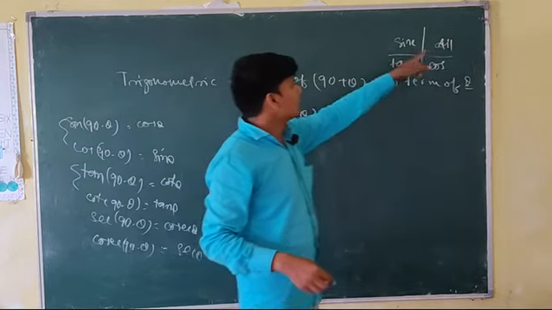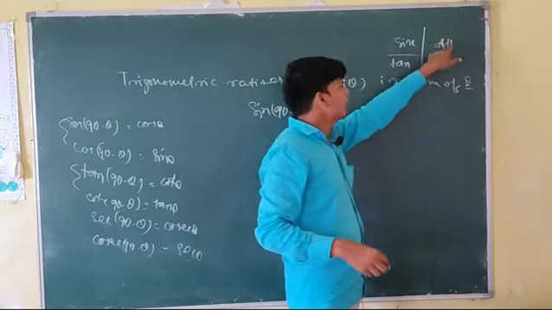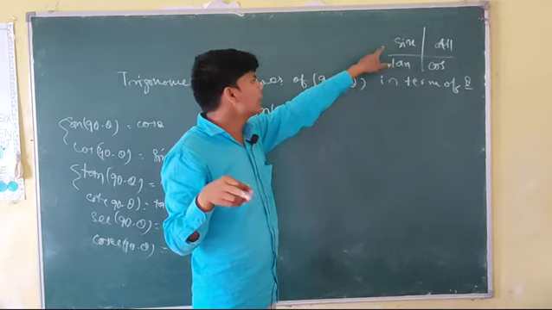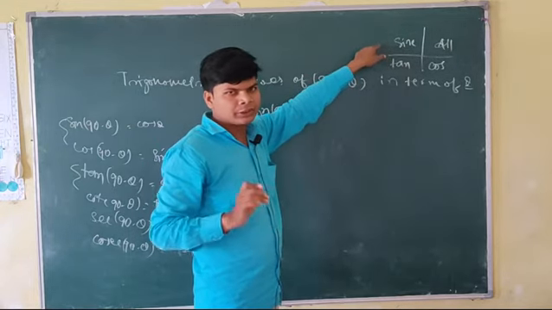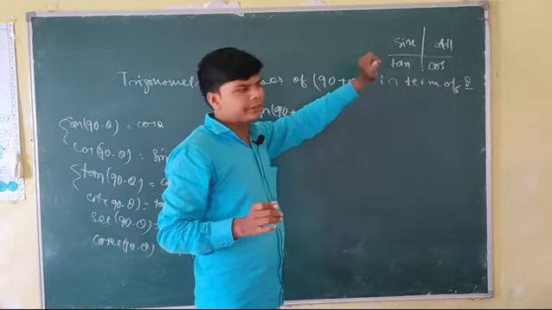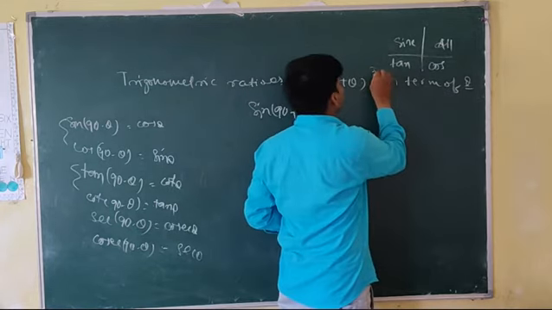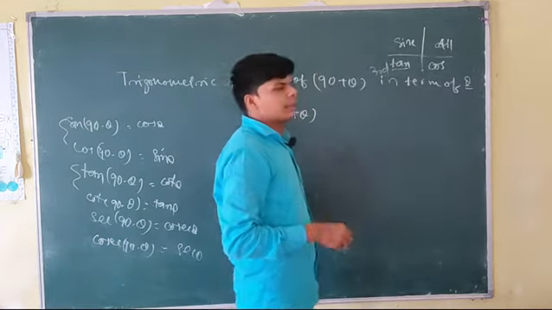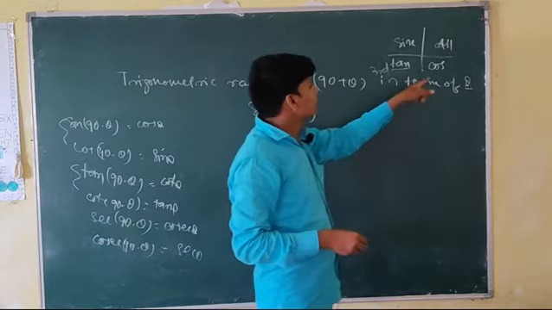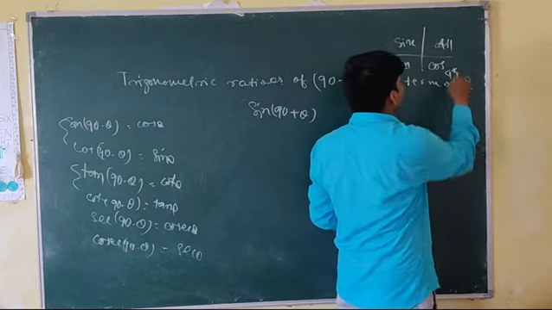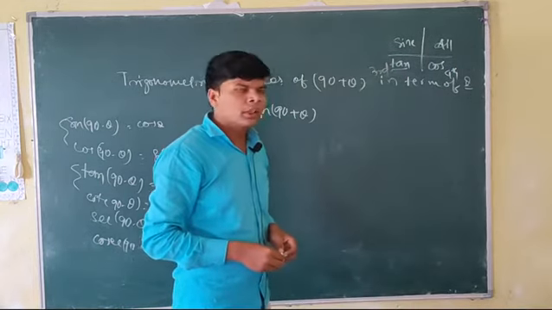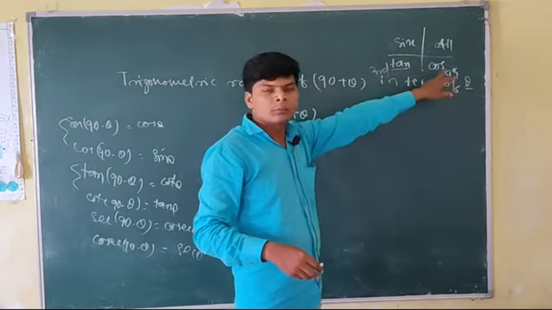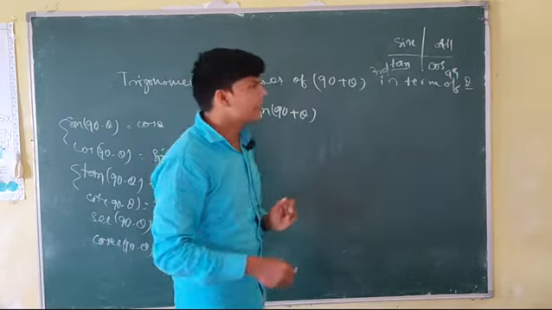Here in the first quadrant all ratios are positive. In the second quadrant just two ratios, sine and cosec, are positive, the rest are negative. And in your third quadrant, only tan and cot are positive, the rest are negative. And in your fourth quadrant, cos and sec are positive, the rest are negative.